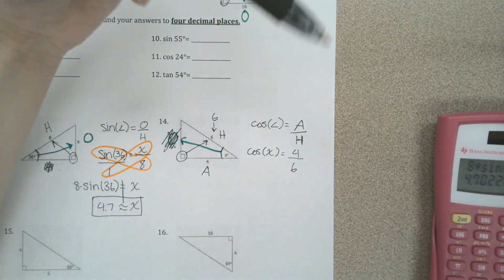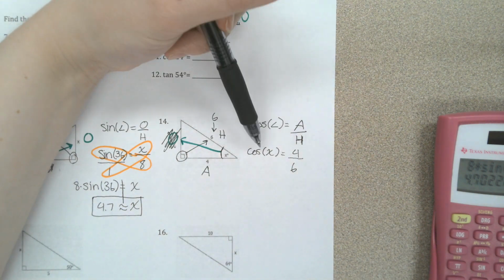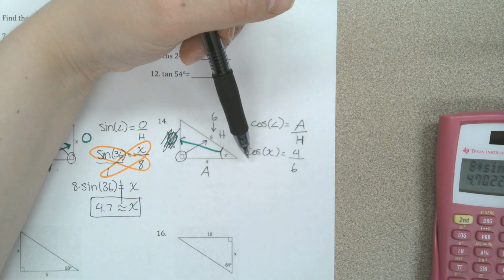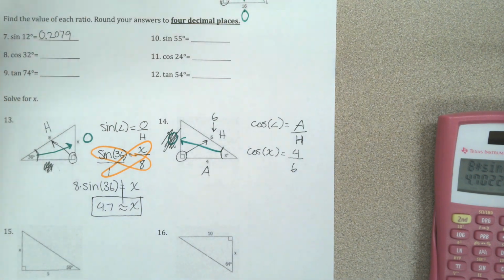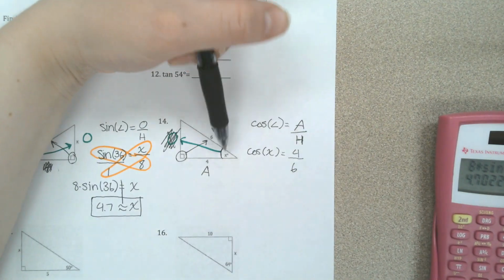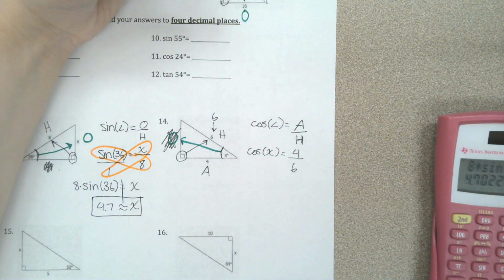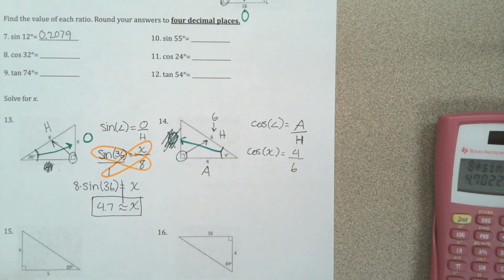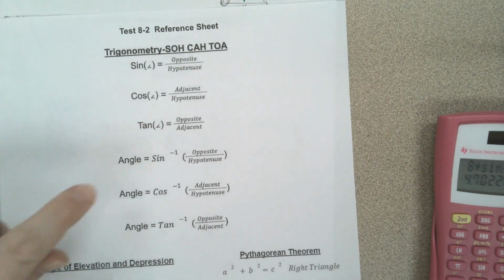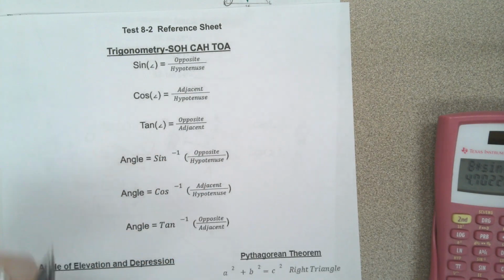Let me remind you, this is not multiplication. This is not cosine times x. This is cosine of x. It's a function of x. And to remove a function, we have to do something a bit special, and it changes from function to function. For sine, cosine, and tangent, we have what we call their inverses. Those are these right here with the negative ones.